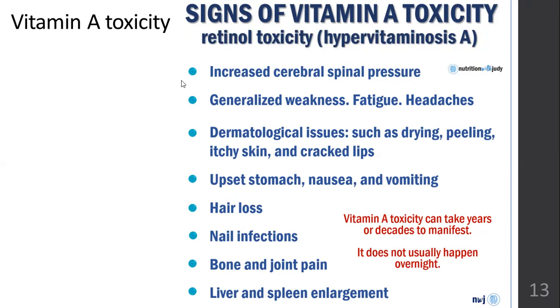Hair loss, nail infection, bone pain, joint pain, liver and spleen enlargement, because now the liver has to store a high amount of vitamin A. So the liver will undergo inflammation: hepatomegaly, splenomegaly. This is the medical terminology for enlarged liver and spleen. Hepatomegaly, enlarged liver; splenomegaly, enlarged spleen. It will usually never happen overnight. It will take months and months to reach a level of hypervitaminosis A.